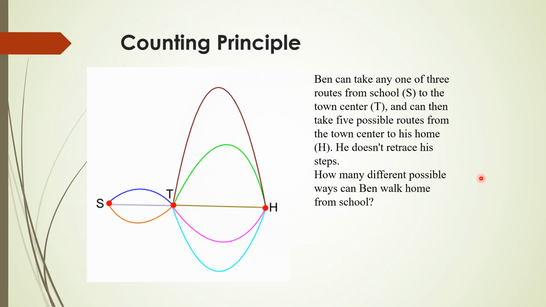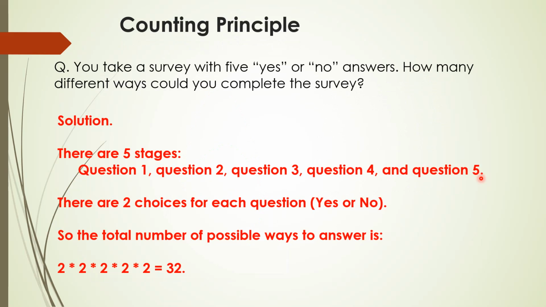Let's look at this example. Let's just go back to the previous example. Why is it 2 to the power of 5? Now folks, if you just look at question 1, there's 2 choices. If we look at question 2, there's a yes, no, 2 choices.